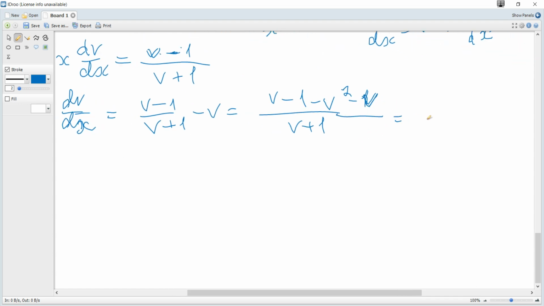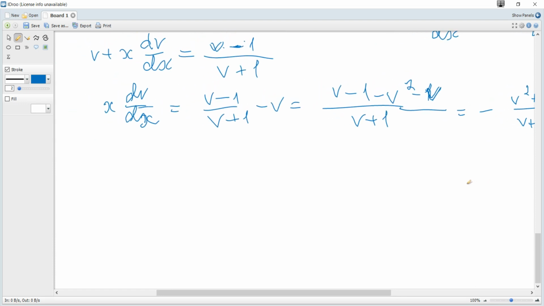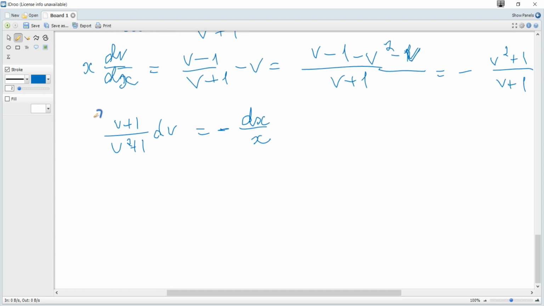and we can write minus in front, so it becomes v squared plus 1 over v plus 1, yes, it's correct, and it becomes v plus 1 over v squared plus 1 dv is minus dx over x, and this minus here, and integrating both sides.